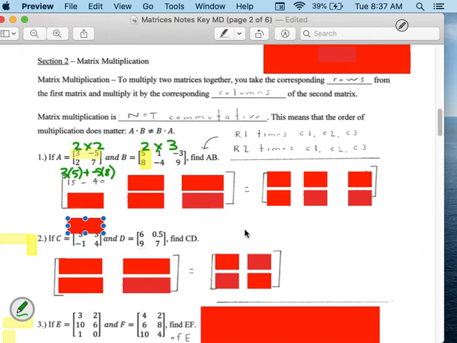And then I work my way across. I'm going to keep using my 3 and negative 5, but now I need to take them times the 1 and the 4. So I'm going to take 3 times 1, and I need to add that to negative 5 times negative 4.